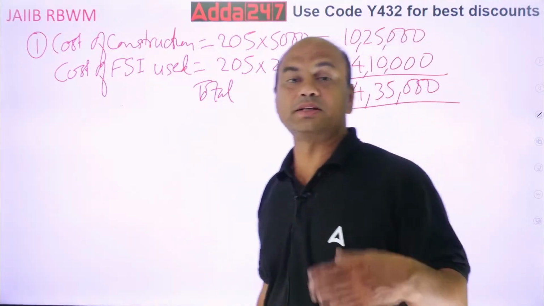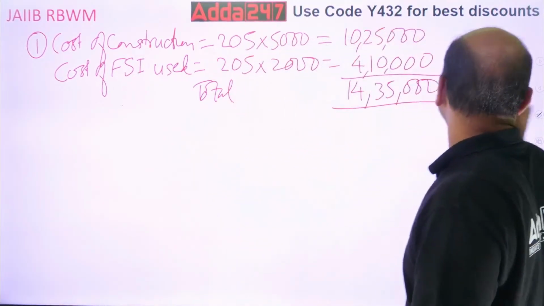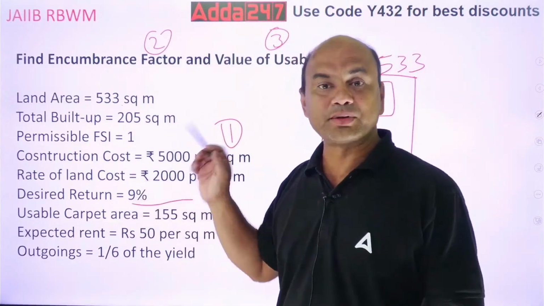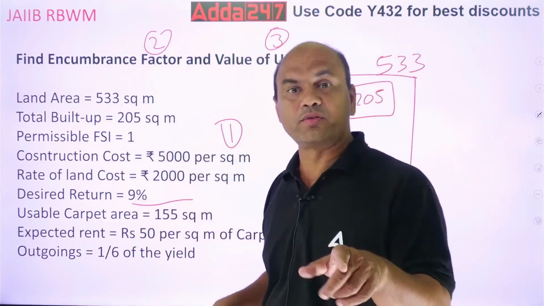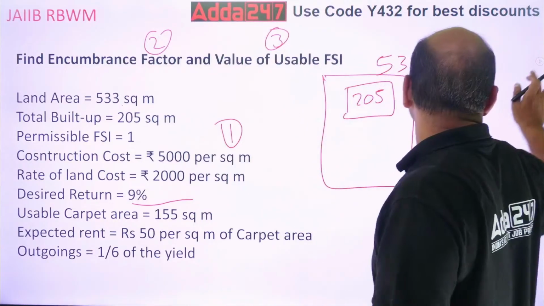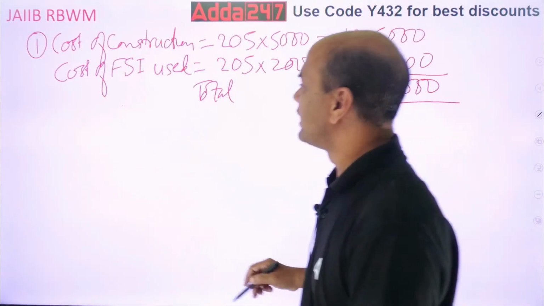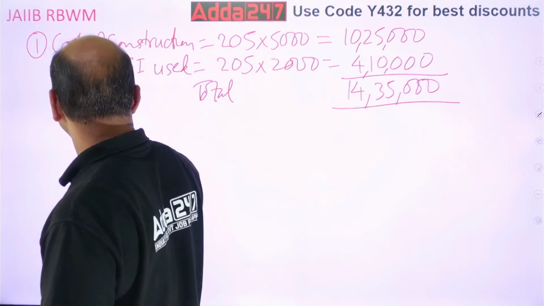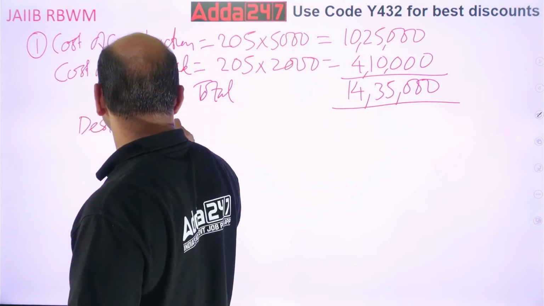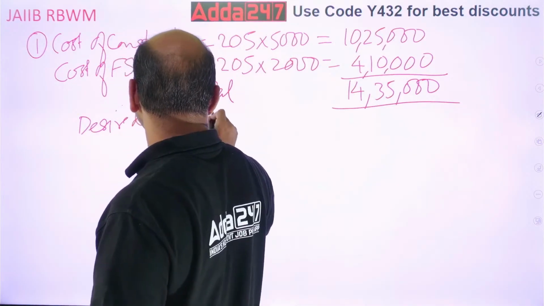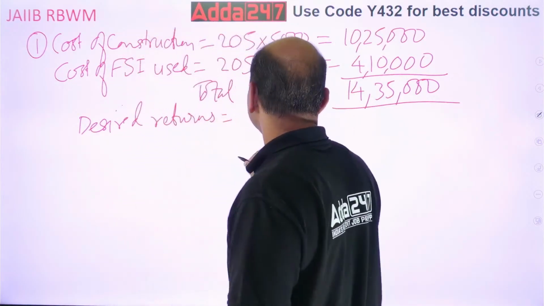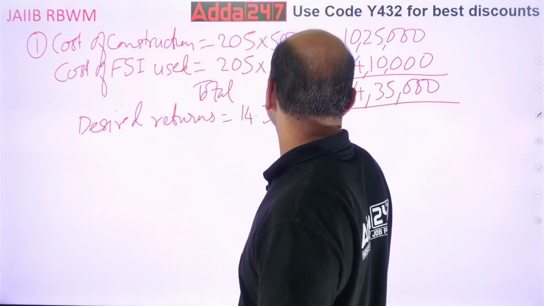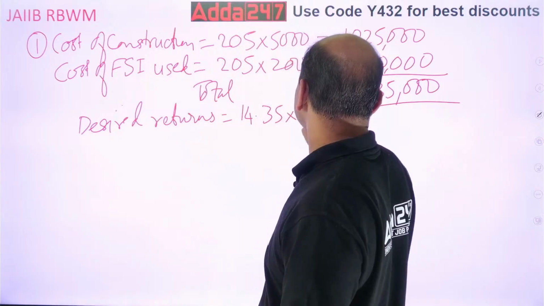What is my desired return? Desired return is mentioned as 9%, right? So this 9%, 9% on my investment. So 1435 into 9%. Okay, 1435 into 9%. So desired return equals to this. I'll just write the short form now. 14.35 into 9%. What is the answer?